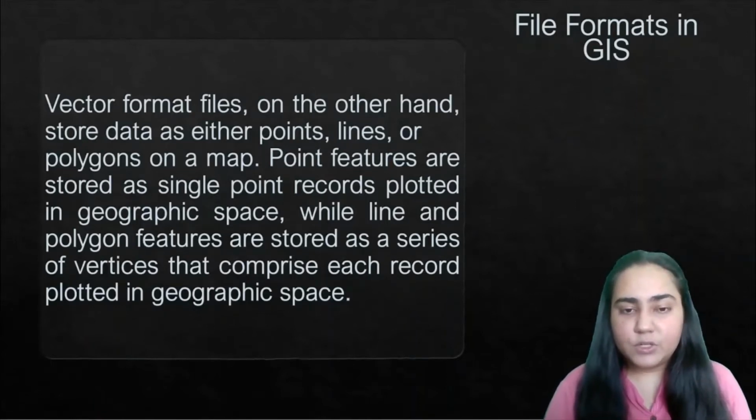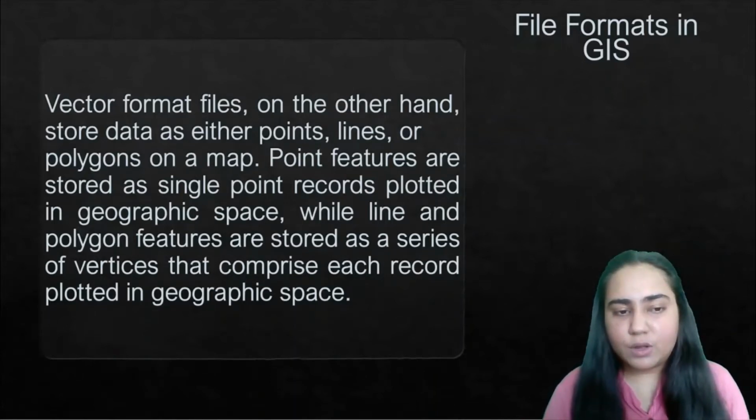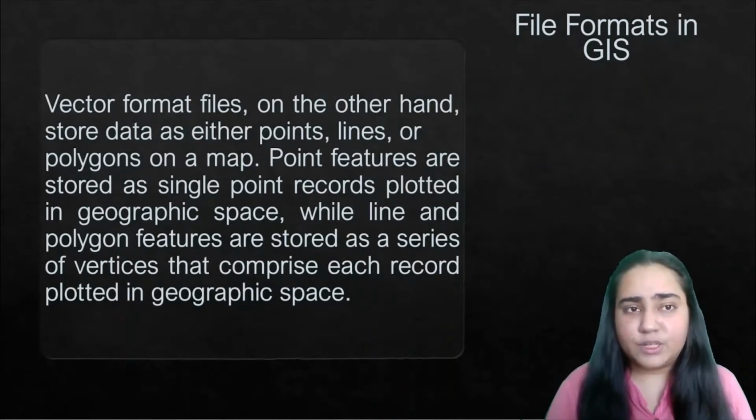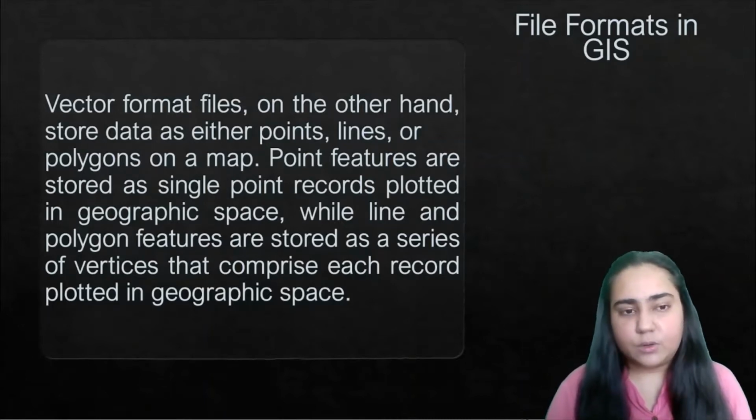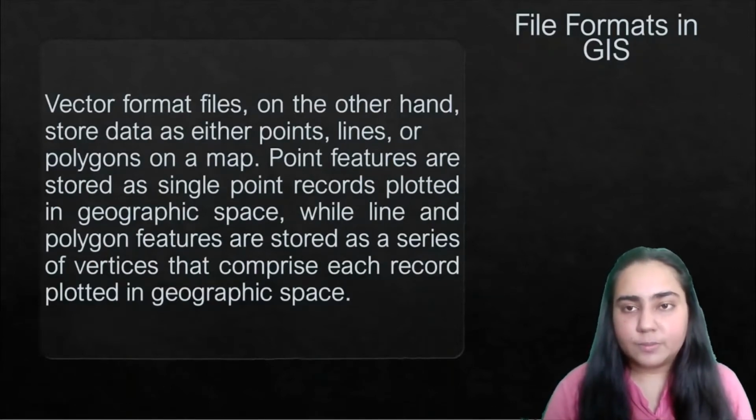Line and polygon features are stored as a series of vertices that comprise each record plotted in geographic space. So if you want to plot a river or a road, for example, then you will have multiple points and you will plot that in your map. And if you had to plot an entire city or a country, then you might want to use polygons, because then also you would be dealing with multiple points.